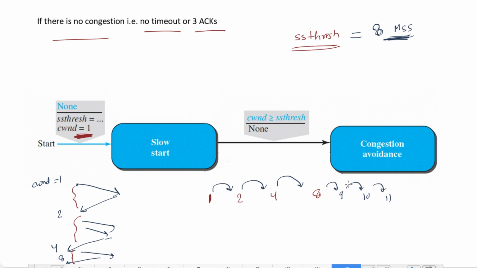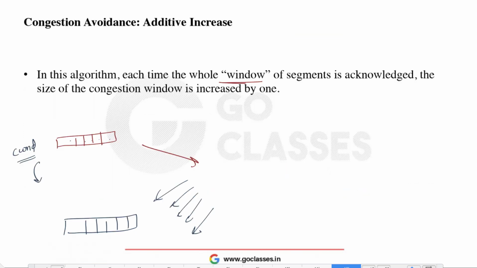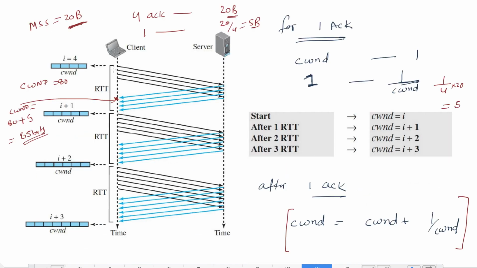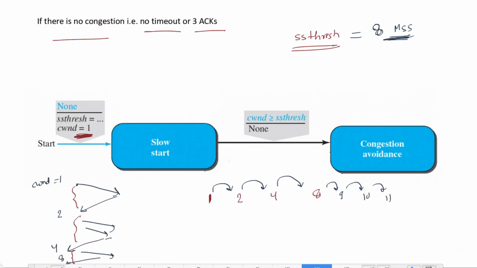Here we increase linearly, right? In every RTT we increase linearly. See here, in the congestion avoidance phase, in every RTT we are increasing linearly, right? So this is what happens.